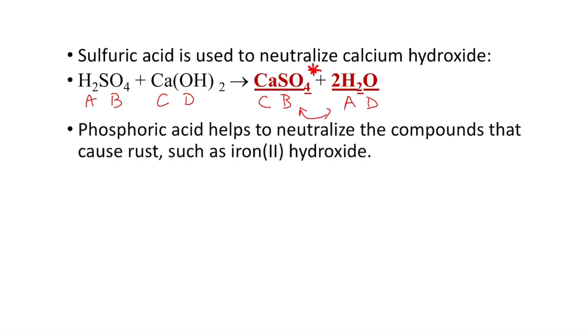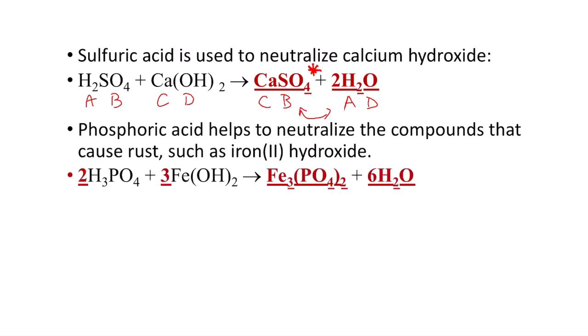Second example, phosphoric acid helps to neutralize the compounds that cause rust, such as iron 2 hydroxide. Again, not concerned about the naming of the acid yet, but you should know the base is iron 2 hydroxide based on our naming rules. So the nonmetal from the acid and the nonmetal from the base will combine to give us our salt, which is Fe3(PO4)2 and our water.